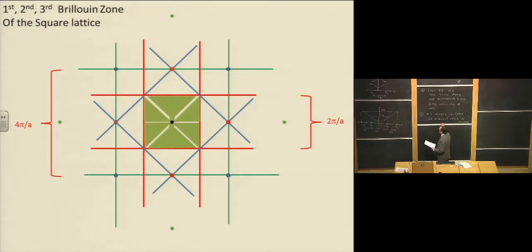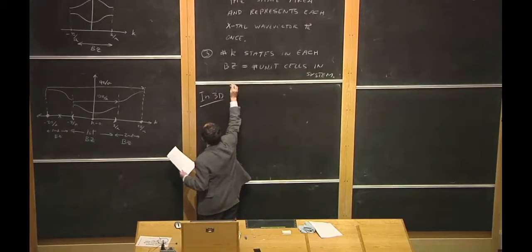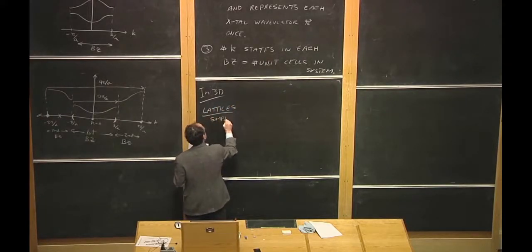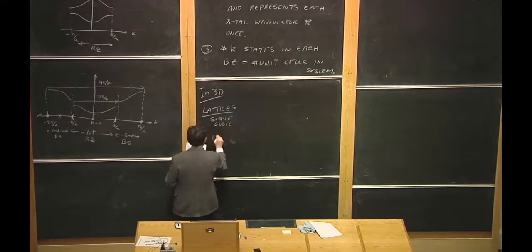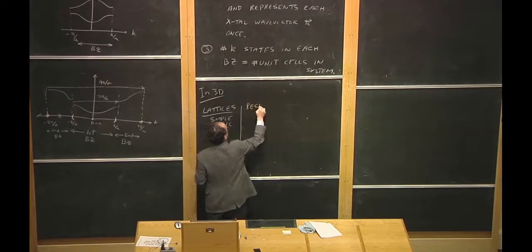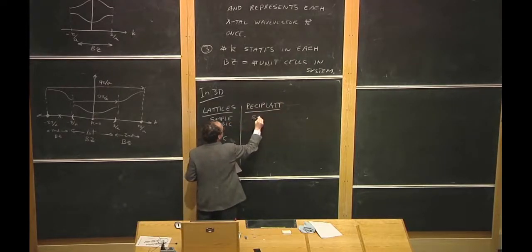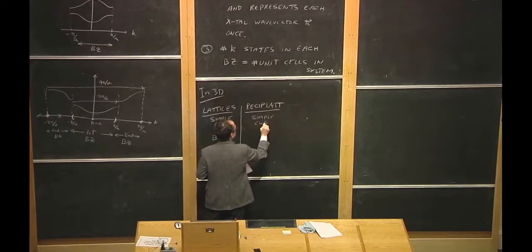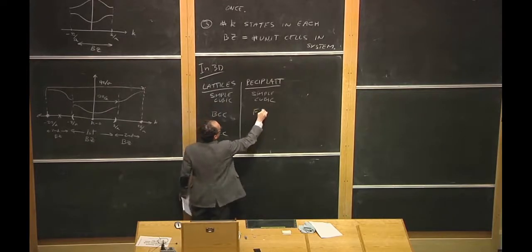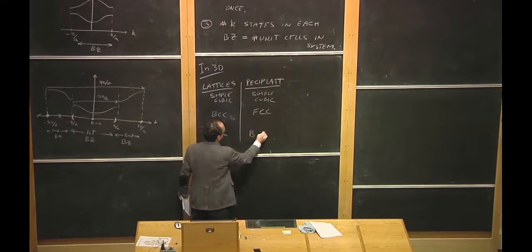Just a couple facts about Brillouin zones in 3D. So in 3D, let's write down a list of the lattices we're mainly interested in. We have simple cubic, we have BCC, and we have FCC. So the corresponding reciprocal lattices: well, the simple cubic lattice has a reciprocal lattice which is also simple cubic. The BCC lattice, this is something I mentioned, and I think it's a revision homework problem. The reciprocal lattice of a BCC lattice is FCC, and the reciprocal lattice of an FCC lattice is BCC.